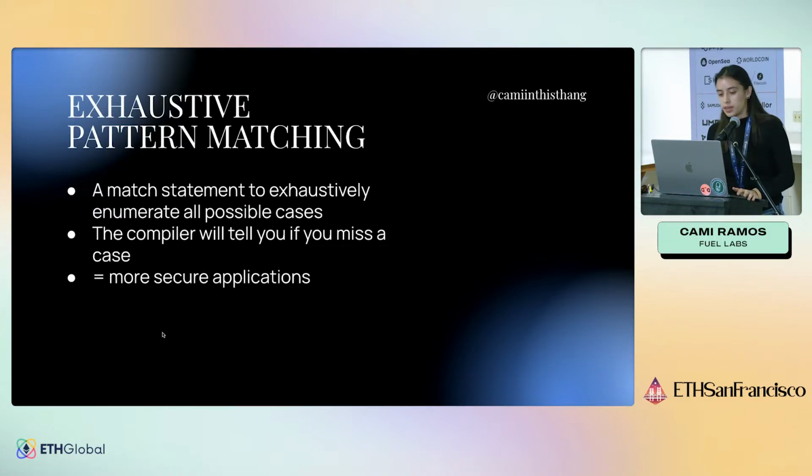So a match statement to exhaustively enumerate all possible cases, and the compiler will tell you if you miss a case. So basically, instead of having to manually remember to do a bunch of if elses, like if it's true, if it's not true, if it's 7, if it's 10, if it's 24, if it's 100, you have to manually remember to write all of these if else branches. But with Sway, you have exhaustive pattern matching, which is this match statement, which you can look in our docs. But basically, it'll tell you if you miss a possible path.